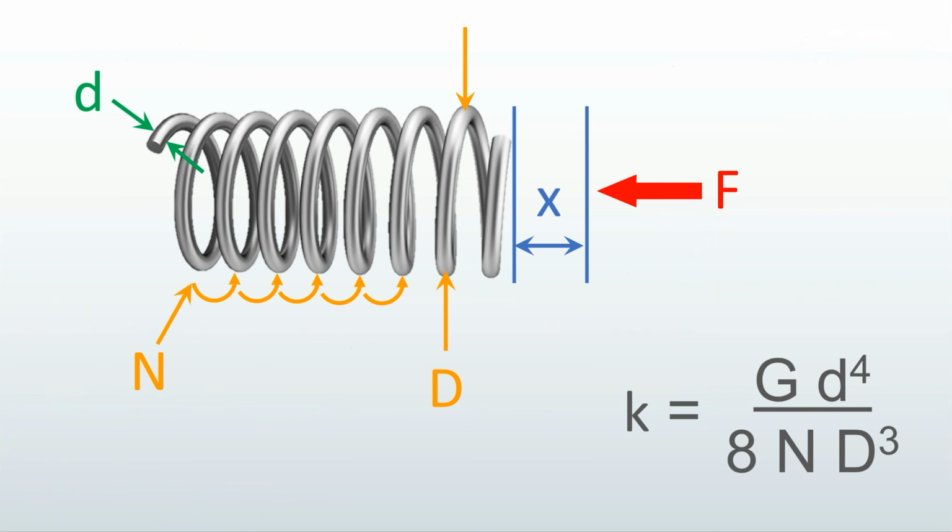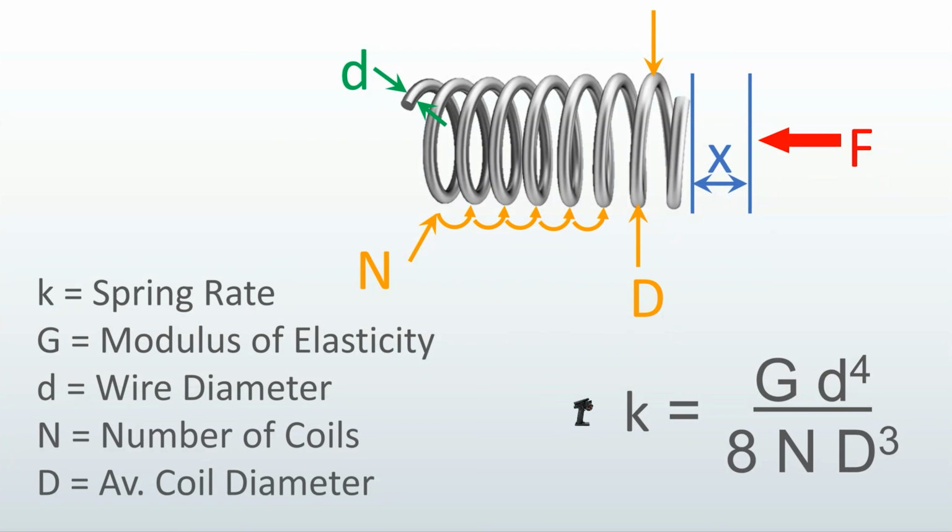Now let's look at the equation for a coil spring. K is the spring rate or spring constant. That is not yet the deflection of the spring per a given force. Notice that there is no F or X in the equation yet. K is the spring rate. G, again, is the modulus of elasticity, which is a material property of steel.